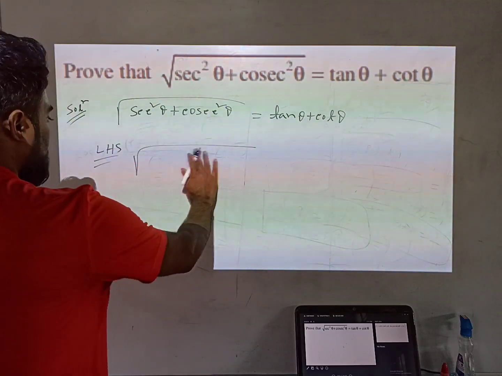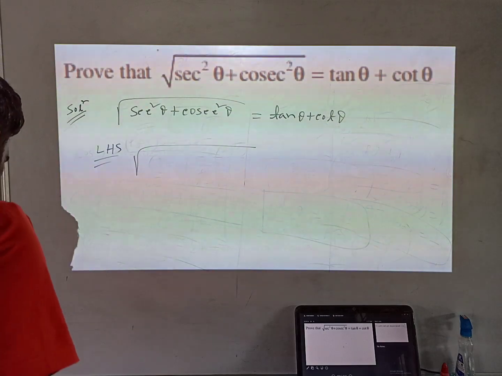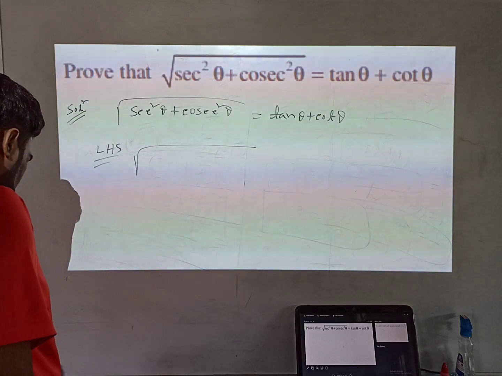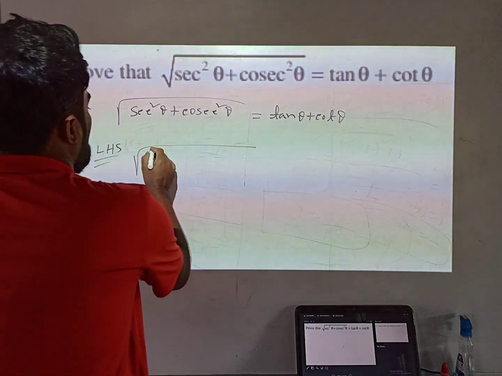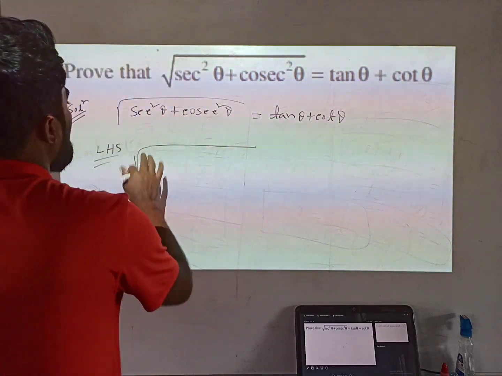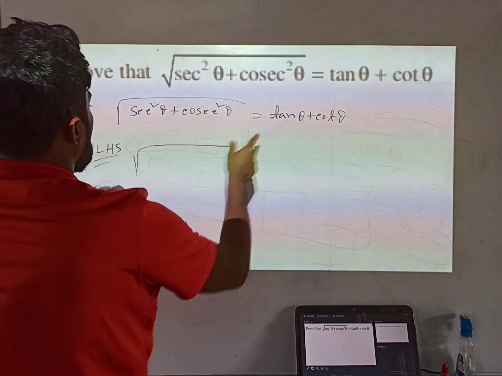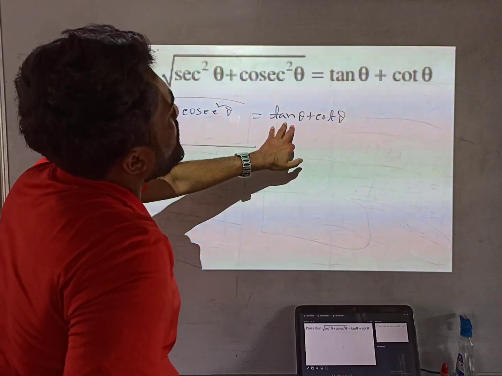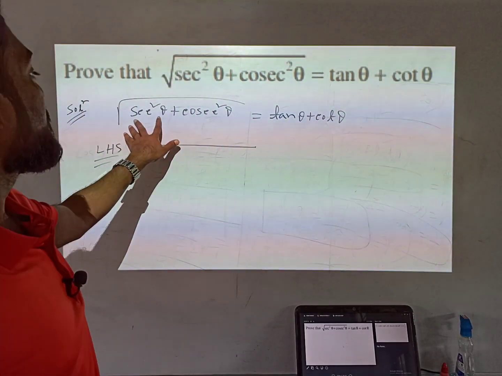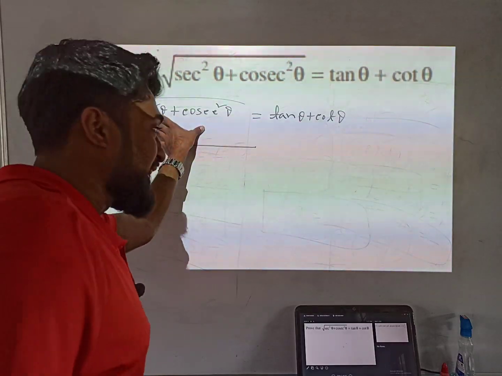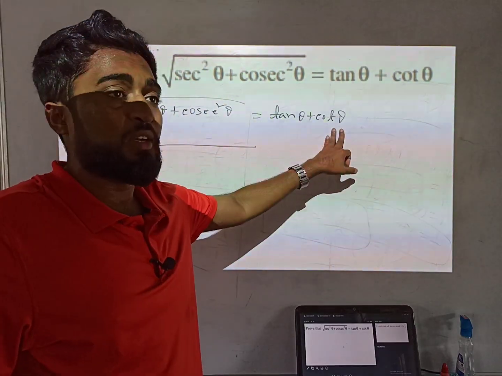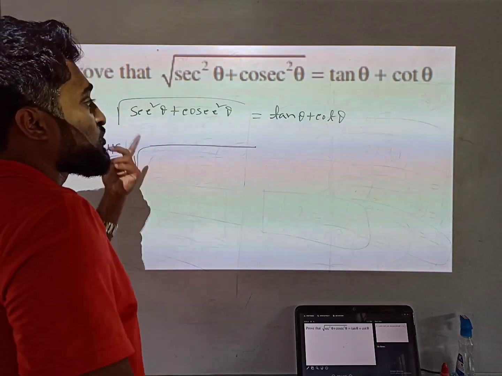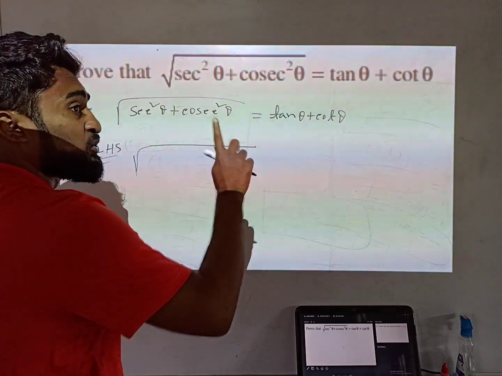So under root, we need to prove this equals this. So from the left hand side we will prove. So see one thing, sec and cosec are given, we need to prove tan and cot. Okay, so this form is given in terms of sec and cosec, but I need to prove it in terms of tan and cot. So can I write sec in terms of tan? Of course, because sec square we know, according to the second formula, that is sec square equals 1 plus tan square.